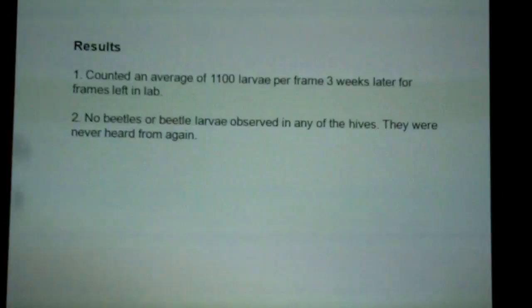What happened was we got 1,100 larvae on average for the frames. So in 48 hours, we got 1,100 larvae with 10 pairs of beetles, which is about what I would have expected. And then nothing on the ones we put in the beehives at all. Never saw a single larva. They were all cleaned off, completely gone. So this was a bad year for small hive beetle.